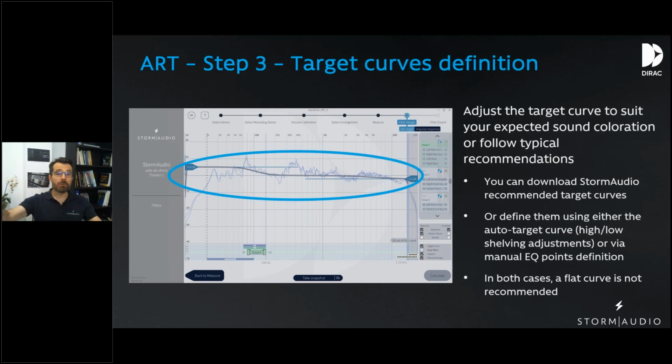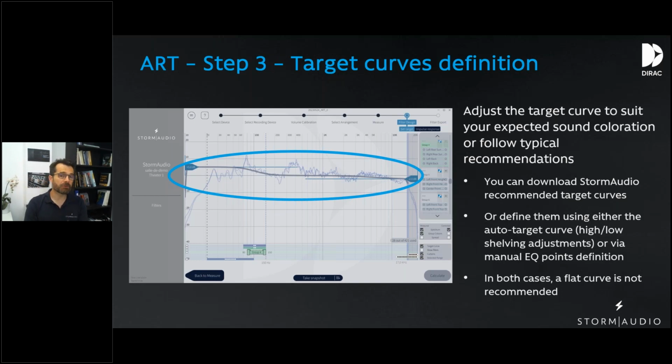And finally, whenever you have defined your different support levels, you will start looking at the target curve. So this is more the traditional way you use Dirac. And in this case, you have different ways to adjust your target curve.